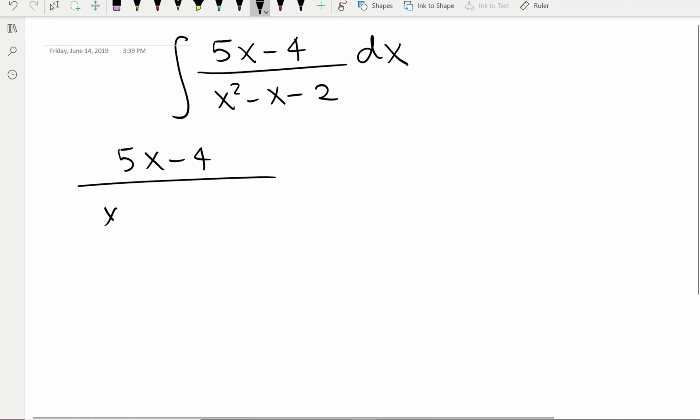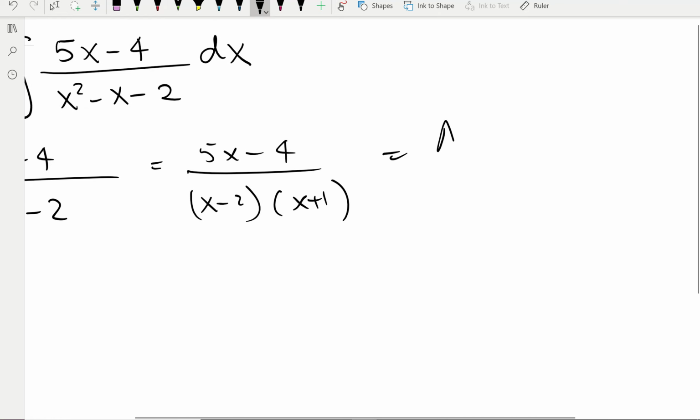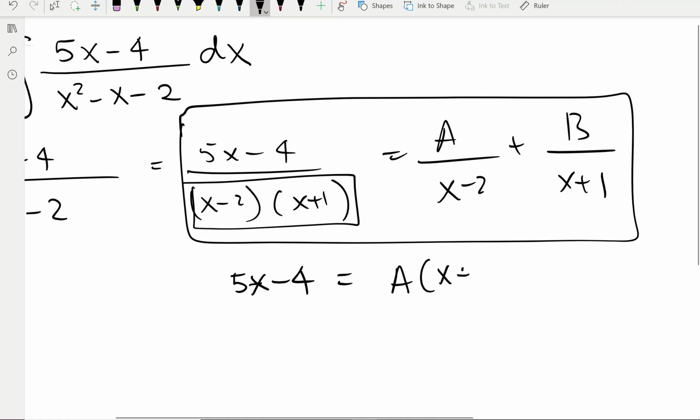So we start with partial fraction decomposition. What do we do here? This is case 1 because the numerator is smaller than the denominator, so we factor the denominator as much as possible. If you factor this, you're going to get x minus 2 and x plus 1. So the decomposition is A over x minus 2 plus B over x plus 1. Now we multiply both the left hand side and right hand side by the big denominator. On the left hand side we have 5x minus 4. On the right hand side we get A times (x plus 1) plus B times (x minus 2). We already saw this in previous videos.